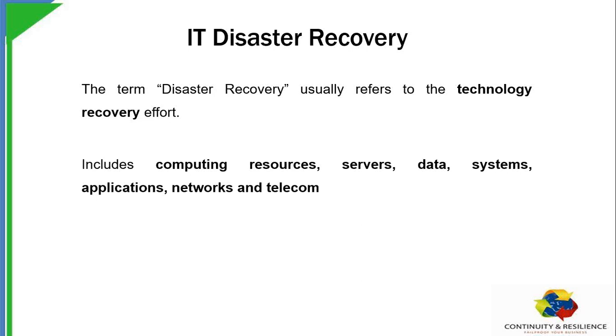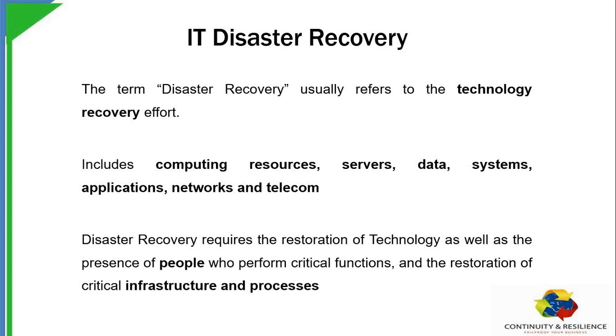What does disaster recovery actually include? It includes computing resources, servers, data, systems, applications, network, telecom, anything which is related to technology and its people. So disaster recovery requires the restoration of technology as well as presence of people who perform critical functions, and restoration of critical infrastructure and presence. We now understand what exactly ITDR is all about. Disaster recovery is talking about recovery of technology.